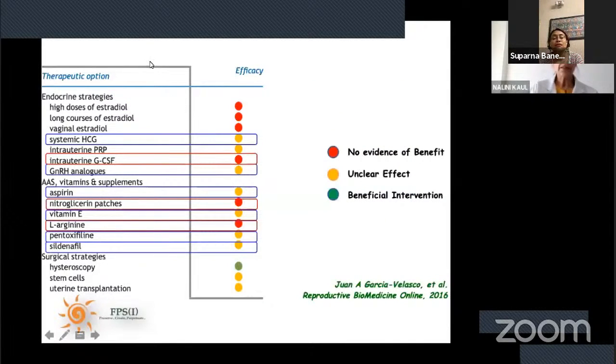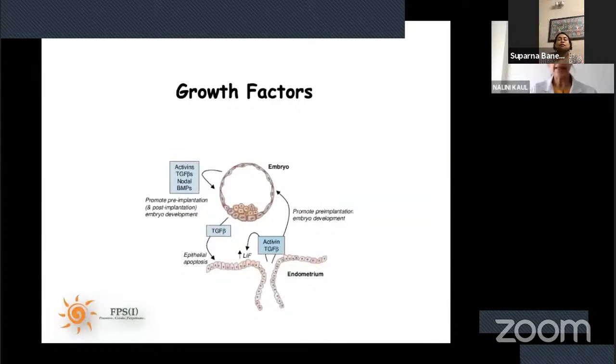So when you look at all these therapeutic options that I have just suggested or talked about, you find that they're all reds and oranges. We really don't have any green, anything to show us that, all right, this is an effective strategy and let's get on with using this. So what do we do? And then in search for something, we moved on to using growth factors.